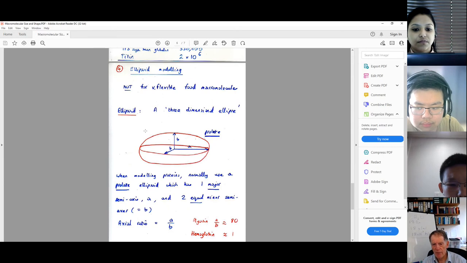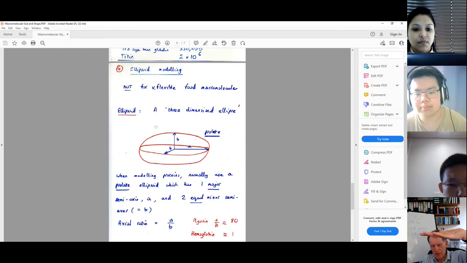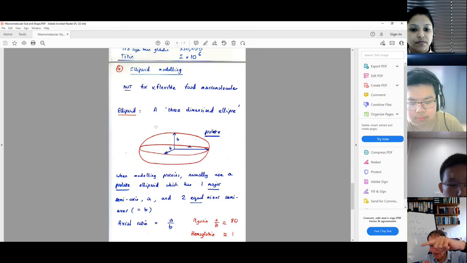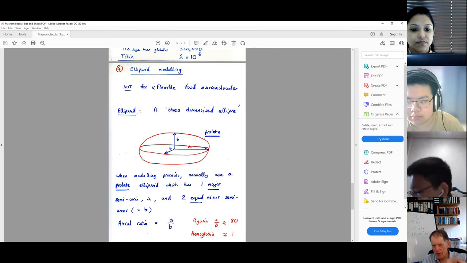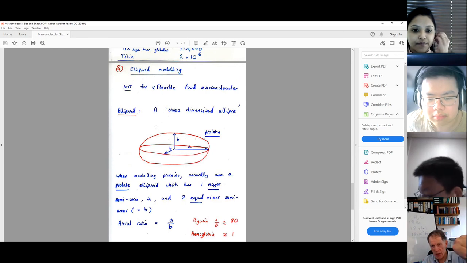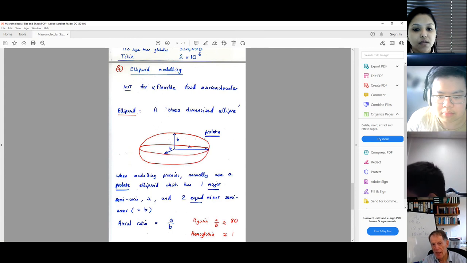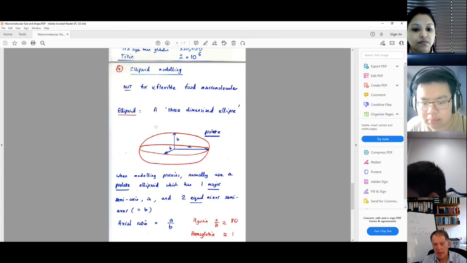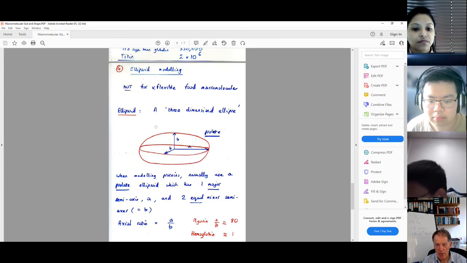three-dimensional ellipses. You have a circle, and if you compress the circle, you end up with an elliptical type of structure. So you're all familiar with an ellipse, like a flattened circle. Well, an ellipsoid is like a three-dimensional ellipse. Whereas a sphere is a three-dimensional circle, an ellipsoid is a three-dimensional ellipse.